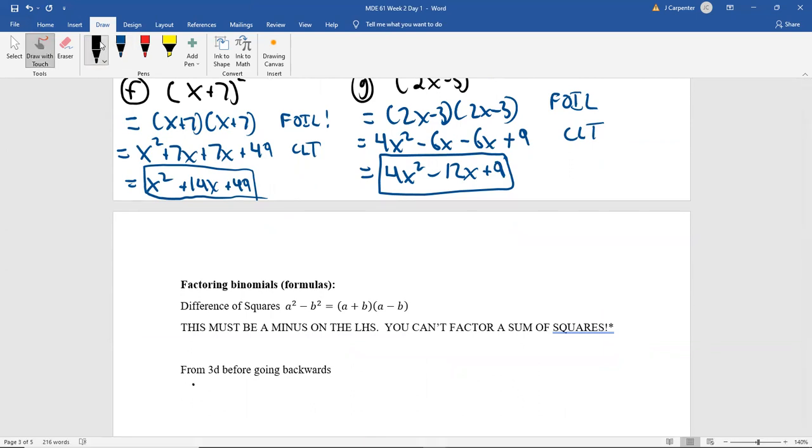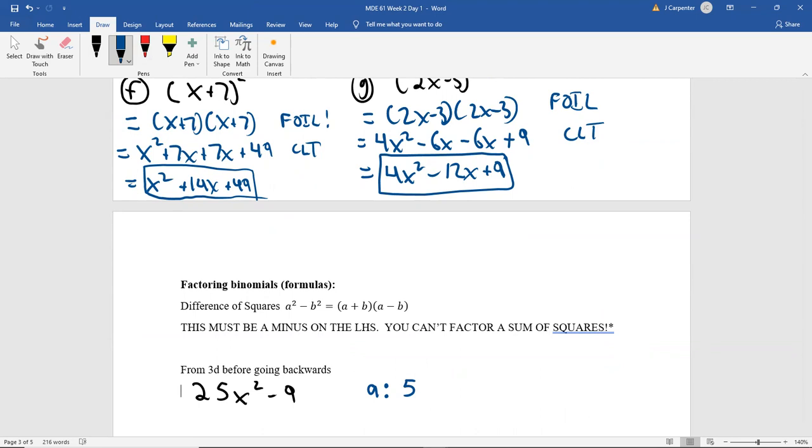We had 25x squared minus 9. This is, if you want to show all your work, what you would do. You would say A, the first term, you're trying to think of what squared would make 25x squared. And when you have numbers and variables, just think of them independently. So what number squared makes 25?